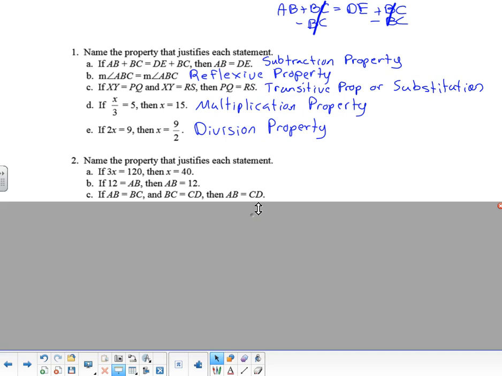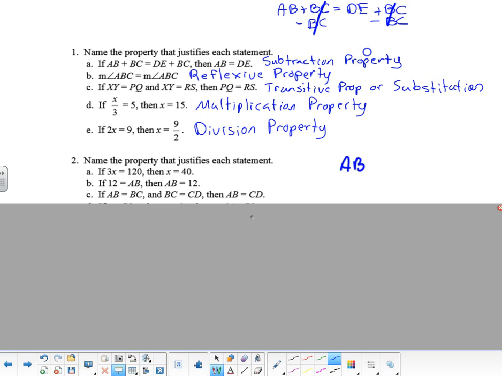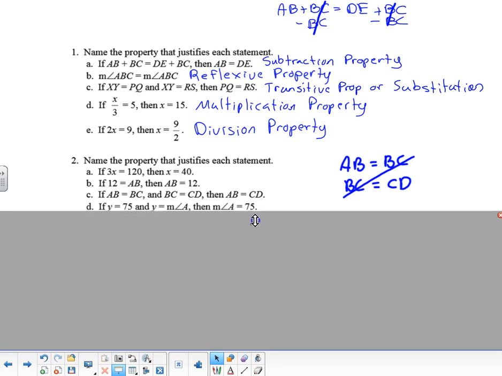If AB equals BC and BC equals CD, then AB equals CD. That's the transitive property here. And just to illustrate one thing with the transitive property, I always think about it this way. If AB equals BC and BC equals CD, those two kind of cancel each other out, and we're left with AB equaling CD. Okay, so transitive property, again, we could use substitution.